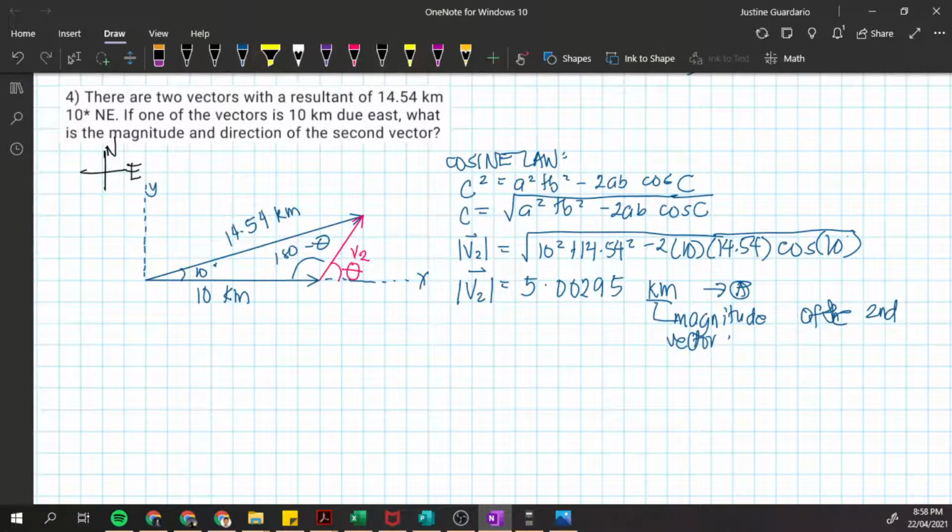Ngayon, let's determine ano naman yung magagamit natin dito. Since we're looking for the angle, we can utilize now the sine law.